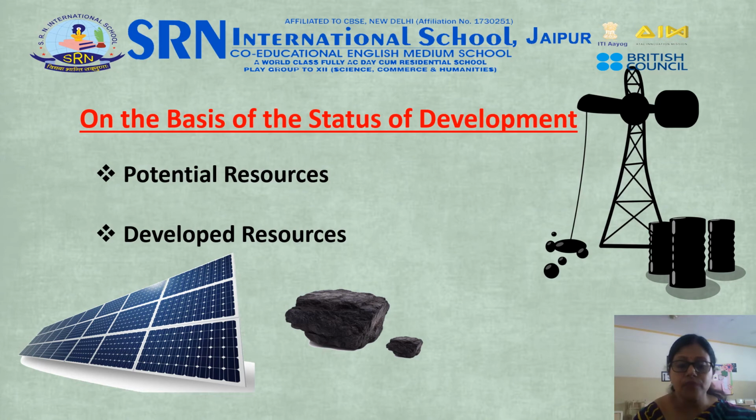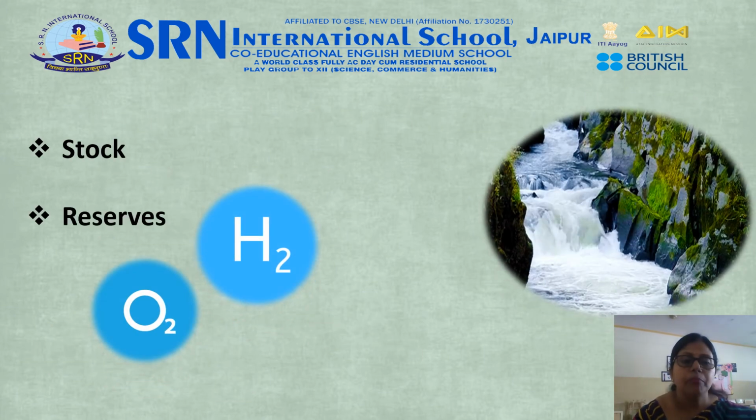Developed resources: resources which are surveyed and their quantity has been determined for utilization. The development of resources depends on technology and level of their feasibility. Stock: materials in the environment which have the potential to satisfy human needs, but human beings do not have the appropriate technology to access these, are included among stock.